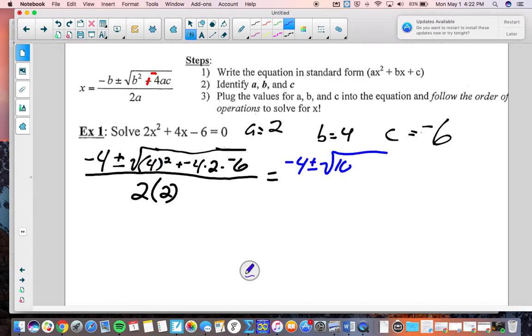16, 4 squared 16, plus, now here we're multiplying three numbers together. If you have an even number of negatives, a negative times a negative is a positive. So check this in your calculator. When you multiply this together, you should get a positive, and you get 48. Positive 48 divided by 4. So we get negative 4 plus or minus the square root of 64 divided by 4.